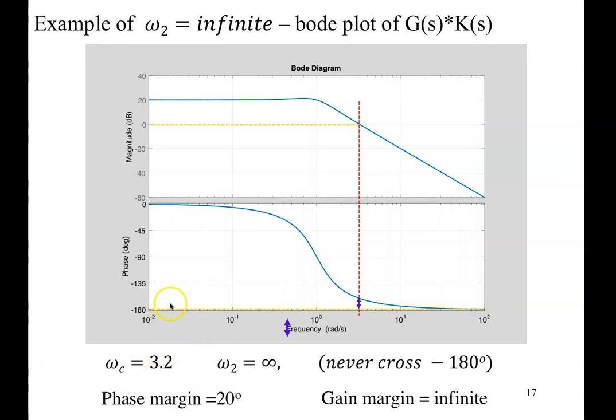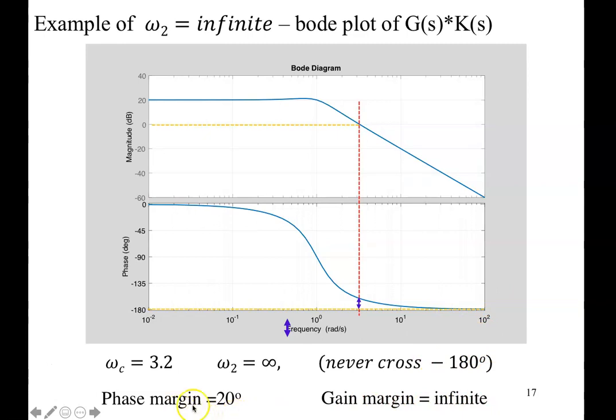If I want to find omega 2, I go to minus 180 degrees. And I go across, I can see that blue line doesn't really cross it. It stays on the top. Therefore, omega 2, because it does not go over minus 180 degrees ever, is infinite. When omega 2 is infinite, then we don't have a value for the gain margin. The gain margin will be infinite as well. Okay, so gain margin will be infinite.